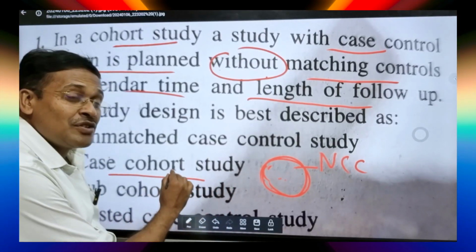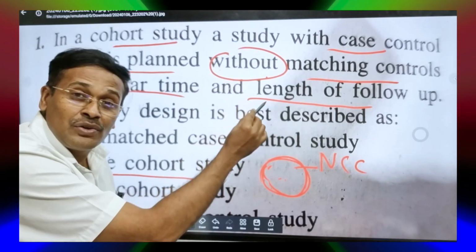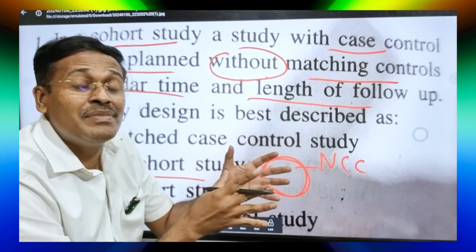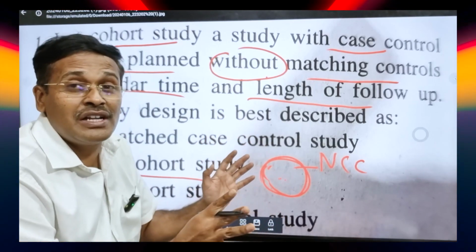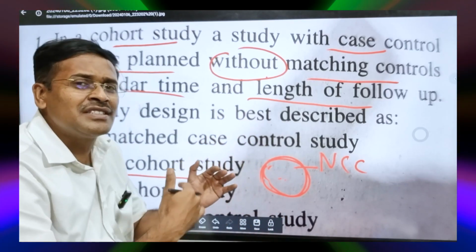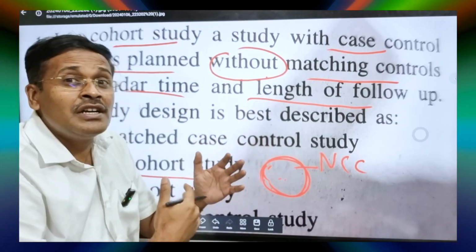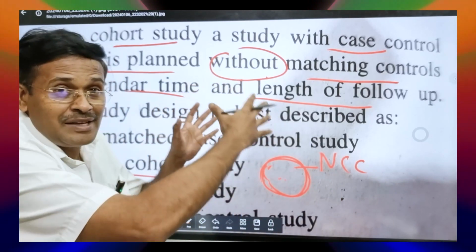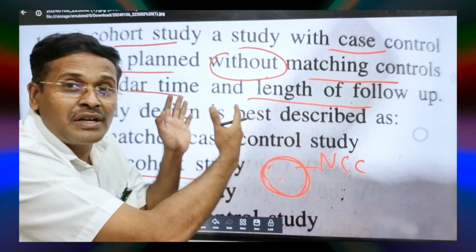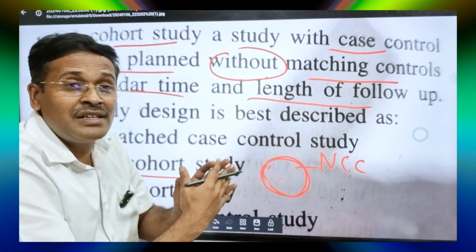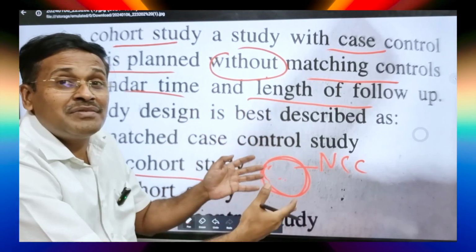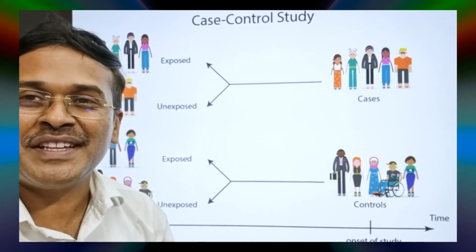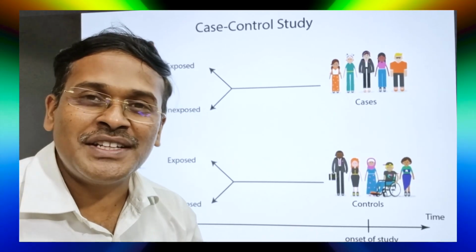It is a case cohort study where the controls are selected from the cohort without any criteria of time or length of follow-up. Whereas if the controls are matched, based on certain time during the same time period as the cases, then it becomes a nested case control design. For your understanding, I will explain with the help of a diagram the four designs.